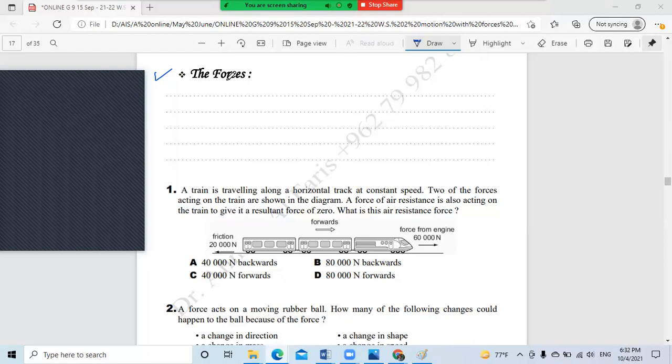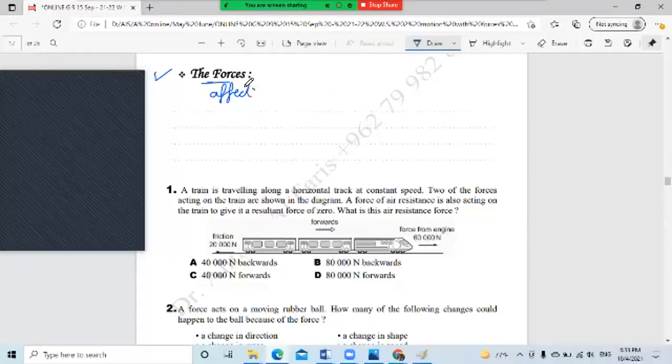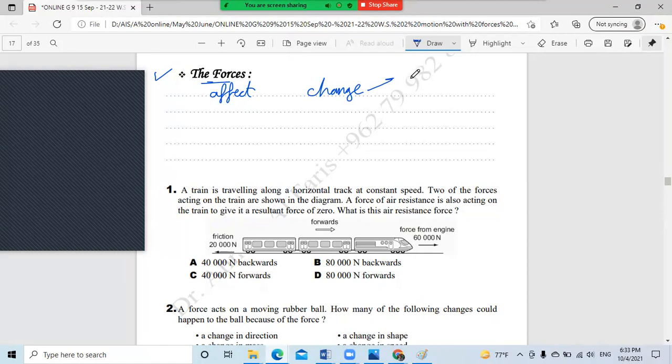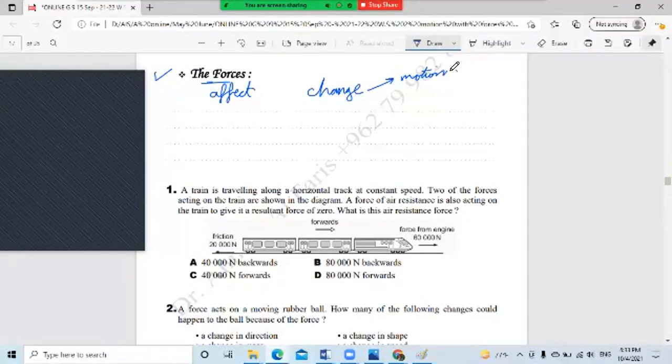We were talking last time about forces, and we said that it's an outside effect. What does this outside effect try to change? It tries to change one of two things: either the motion state, or the shape of the object.